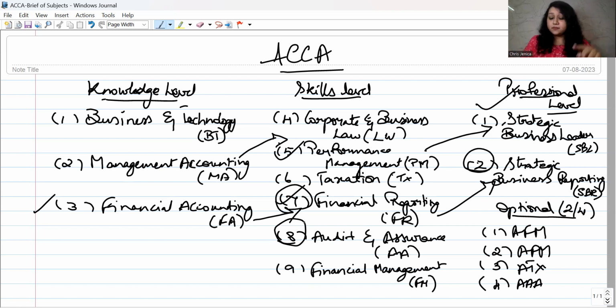If you're choosing FR as your first skills level paper, then after that you can go for your audit and assurance paper, because audit is something that happens once all the financial statements have been prepared and are going to be issued to the public, you actually carry out an audit, right? So before the issuance of the financial statements, we carry out an audit and then we derive an audit report. Now, once you're very clear with the IFRS concepts and IAS concepts, it will be easy for you to understand what is audit. Because for this audit paper, you do not have a base.